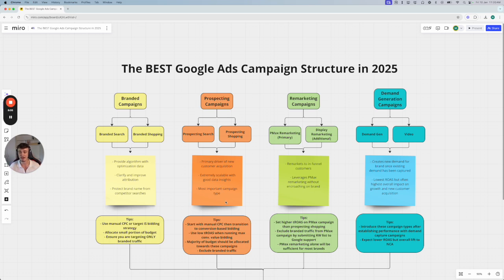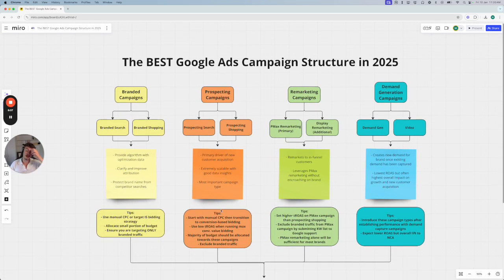Very, very important, right? Tips. How do you run a prospecting campaign type, right? So you will want to start with manual CPC and then transition to conversion-based bidding once you have got some conversion data in the account. Usually I recommend 15 to 30 conversions in the account. You can start testing with conversion-based bidding, right?